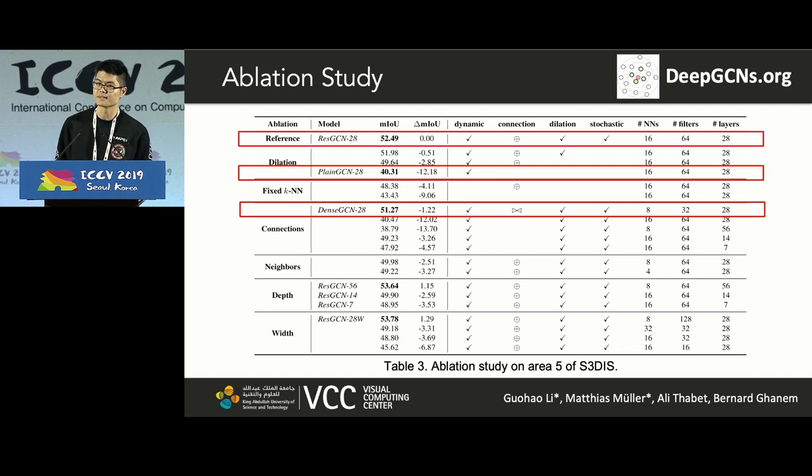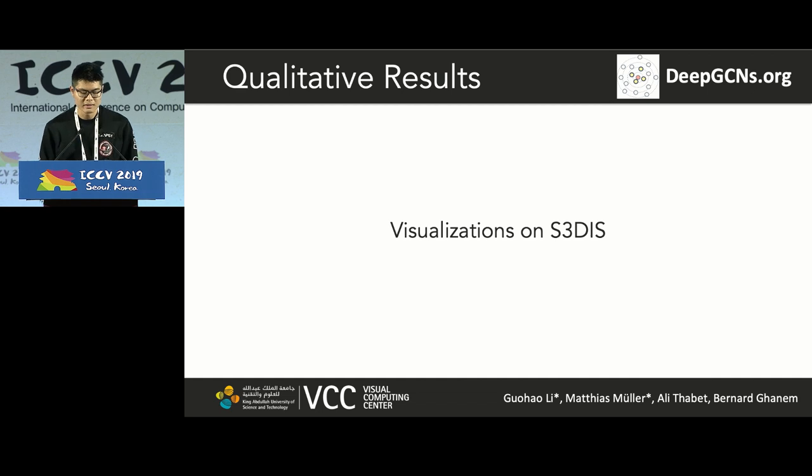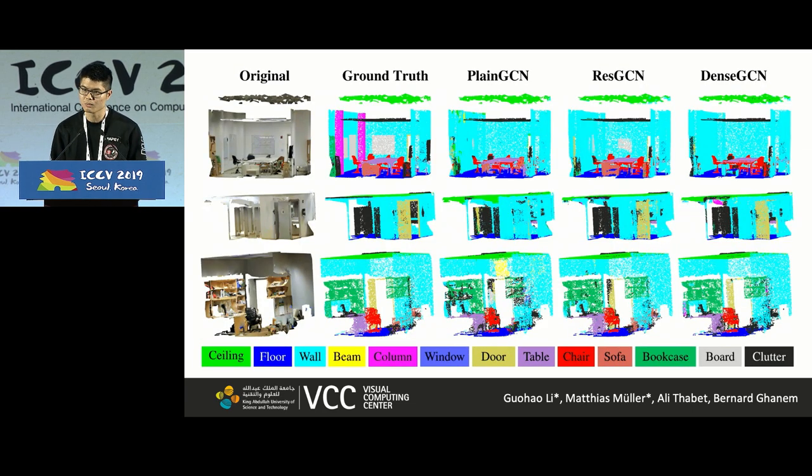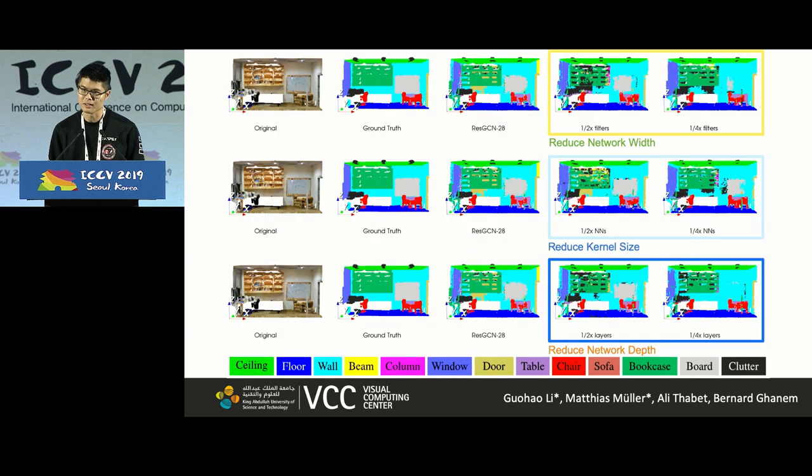We did an extensive ablation study to show the impact of different components. Yeah, let's look at some visual results very quickly. Our ResGCN and DenseGCN can cover much more subtle detail than plain GCN.